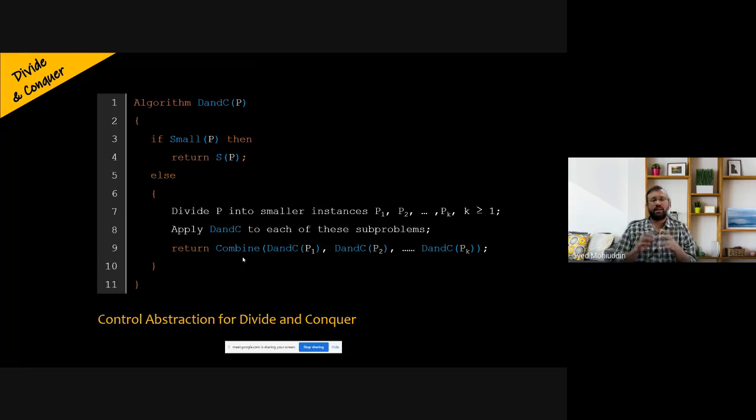It is defined very abstractly: we have a problem, and if it is small, then get the solution. Otherwise, divide the large problem into different problems, then recursively call and combine those results. So they don't give the specifics about how to solve that problem, and those specifics depend upon each and every problem where we can apply the divide and conquer approach. That is why it's called control abstraction. So this is a general algorithm for divide and conquer.